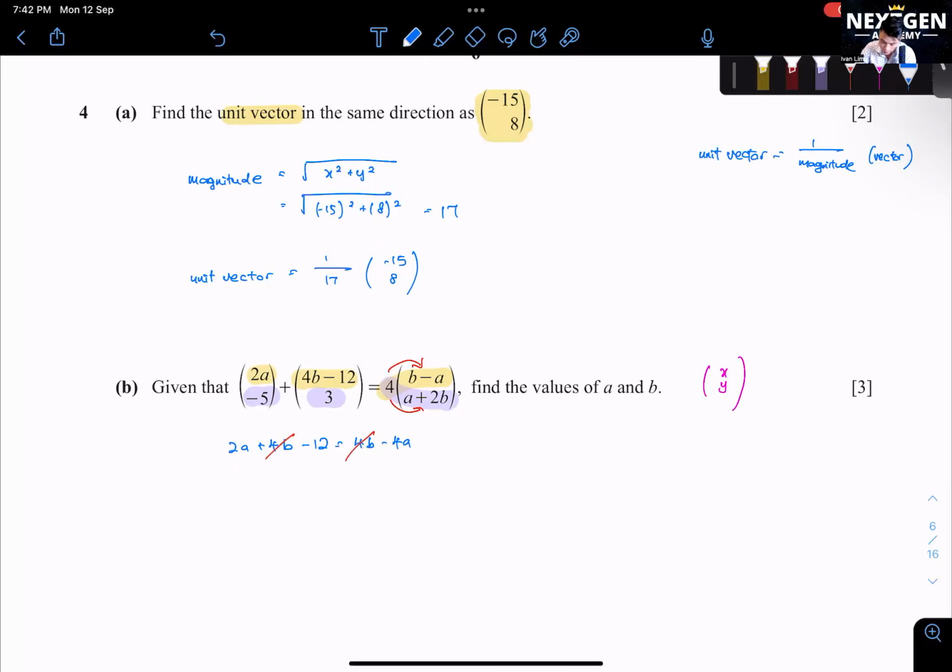Then I'll get 6a equals 12. Therefore, a will be equal to 2. Okay, this is based on my first equation.